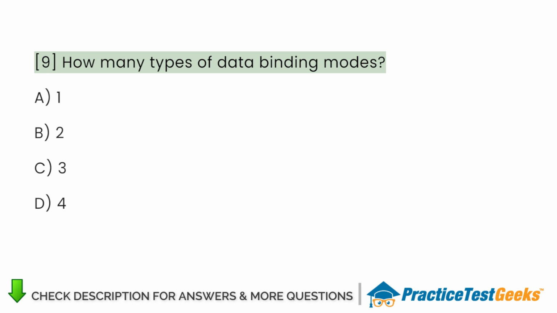How many types of data binding modes? A. 1. B. 2. C. 3. D. 4.